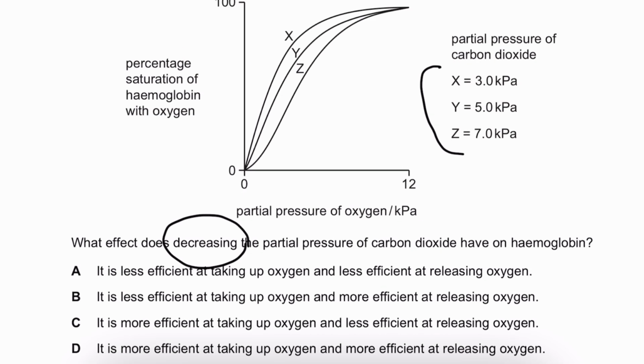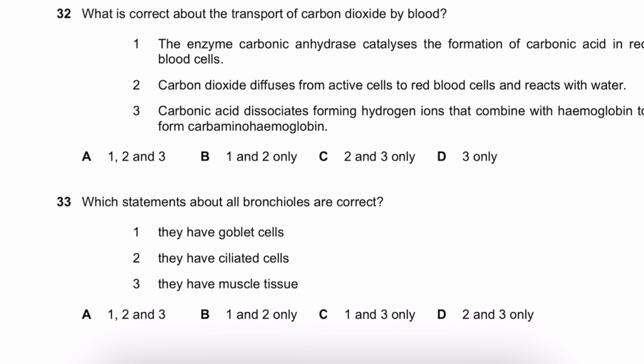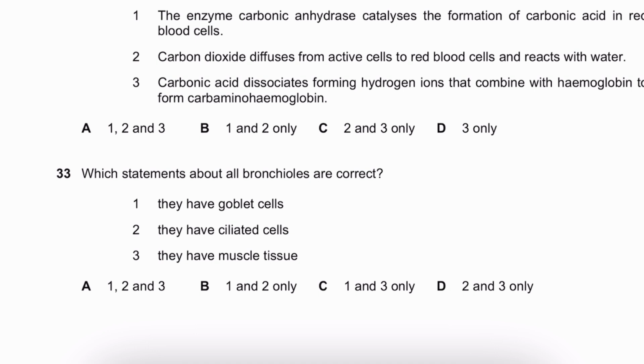Decreasing the partial pressure of carbon dioxide, like in graph X with the lowest partial pressure, actually increases the affinity of hemoglobin to oxygen, therefore increases the percentage saturation of hemoglobin with oxygen. So it is less efficient at taking up oxygen, less efficient at releasing oxygen. Actually, no, it's more efficient at taking it up, less efficient at releasing it. That is C.